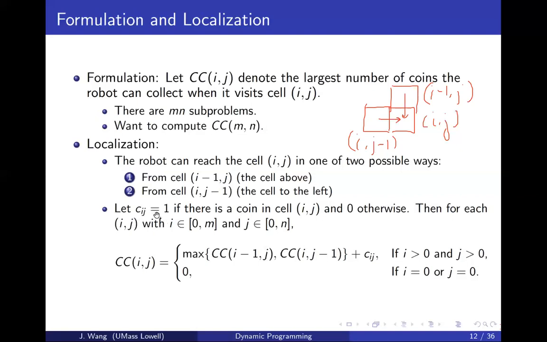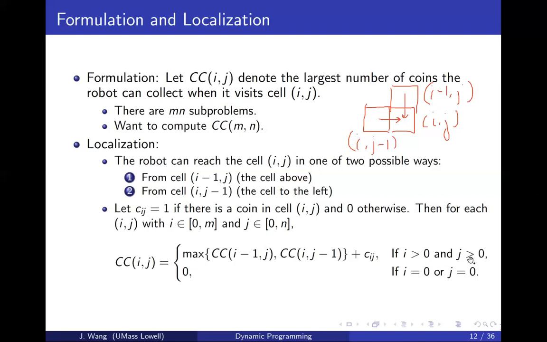Okay, so we let C(i,j) be 1 if there is a coin, because I want to count the number of coins I can collect. Otherwise, it's 0. Then for each (i,j), i is from 0 to m, j is from 0 to n. When either i is 0 or j is 0, that means it's off the board. So of course you can't collect anything. It's not in the board. Inside the board, i is from 1 to m and j is from 1 to n.